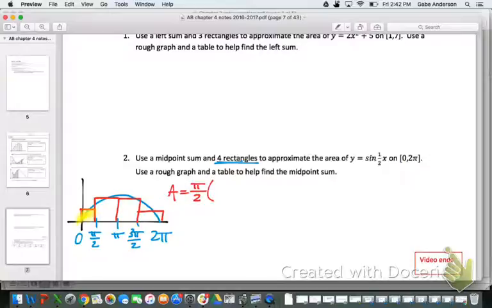So the height, we are not going to use the height of the function at 0. We are not going to use the height of the function at pi over 2 because we're not doing a left sum or a right sum. We're doing a midpoint sum.